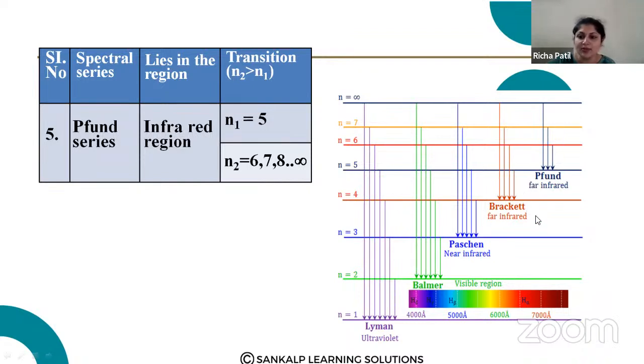Then fourth, you can see the Brackett series. Here n1 equals 4 and n2 equals 5, 6, 7 up to infinity, and these fall in the infrared region. Then the next is the Pfund series. Here n1 equals 5 and n2 equals 6, 7 and so on up to infinity, and these also fall in the infrared region.